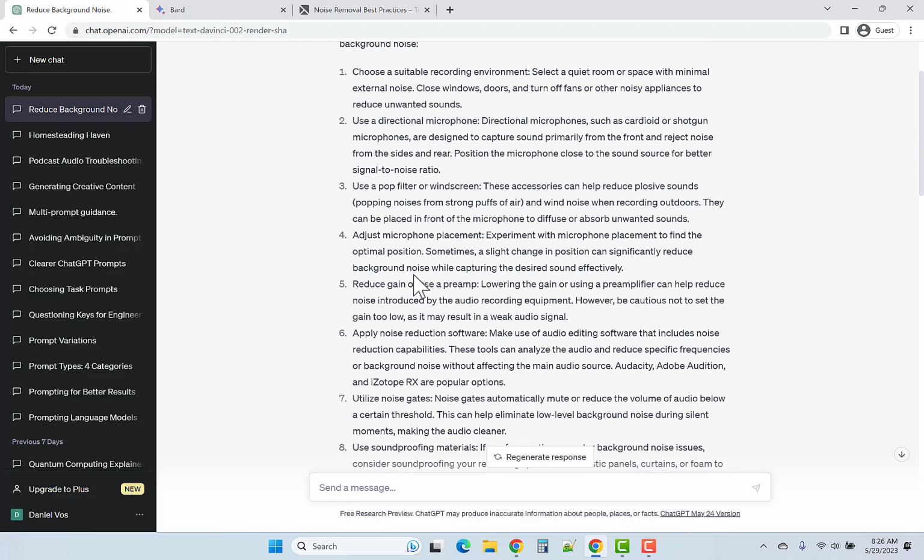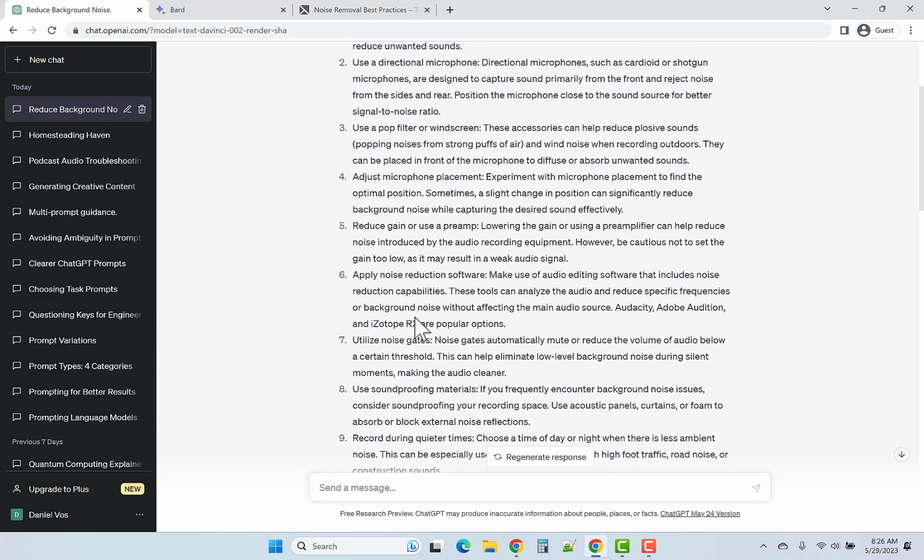examples. And the one that applies most to what I'm experiencing is number 7, utilize noise gates. And it says noise gates automatically mute or reduce the volume of audio below a certain threshold. This can help eliminate low-level background noise during silent moments, which is exactly the problem I've been having: low-level background noise during silent moments.